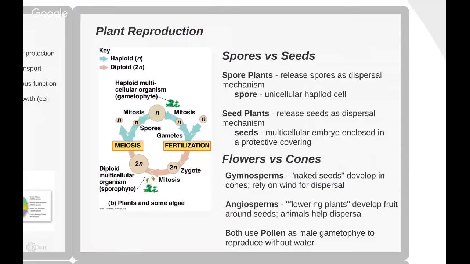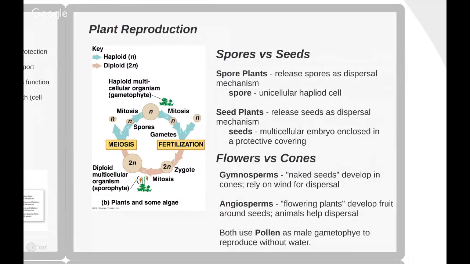We also talked a lot about the reproductive nature of plants and how plants have a diploid and a haploid stage in their life cycle, which is very different than animals. That was one of the major differences that we touched upon in terms of plants. You have your spore plants and your seed plants.